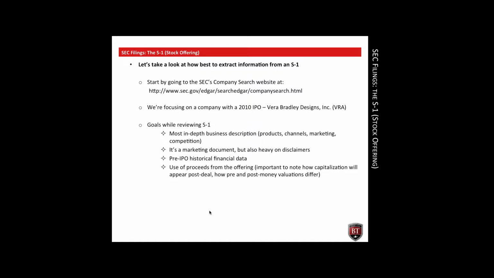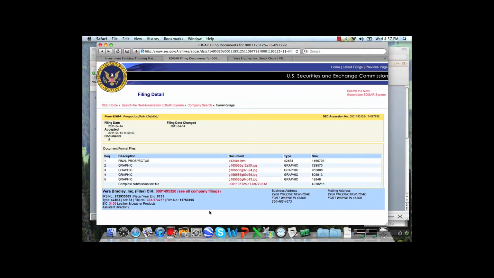We'll also see some pre-IPO historical financial data, which could be useful if we're examining a company, as we may want to look at growth rates or historical margins or historical balance sheet metrics. And we're also going to need to pay attention to the use of proceeds from the offering. It's important to note how capitalization will appear post-deal and how pre- and post-money valuations differ, and we'll go into that once we open up the document. Let's flip over to the SEC website.